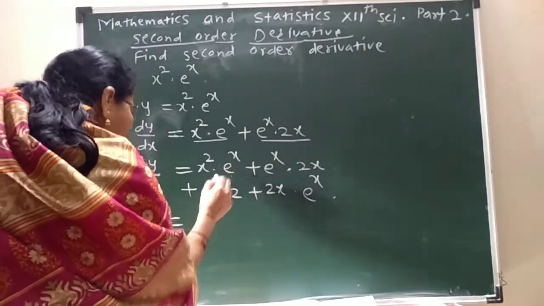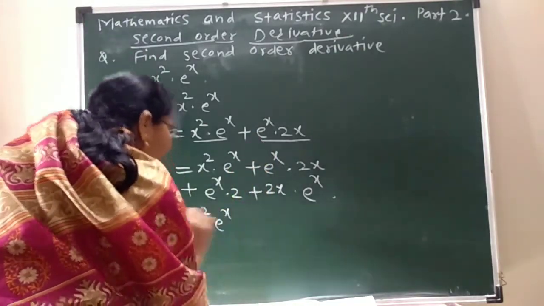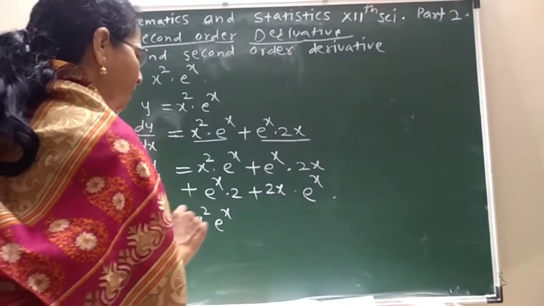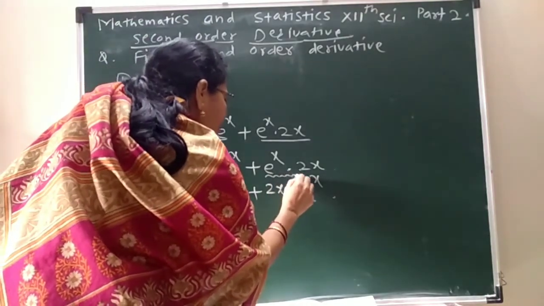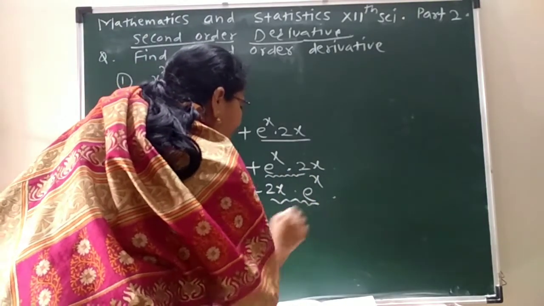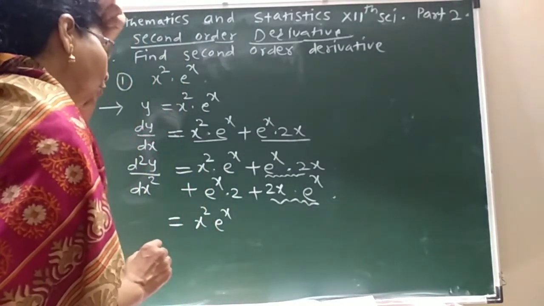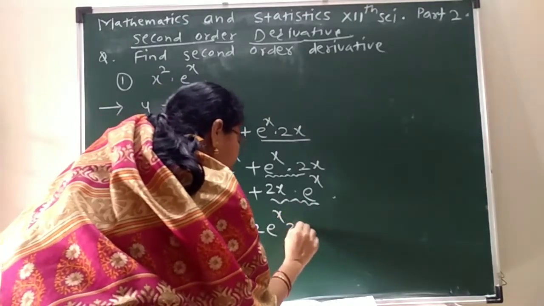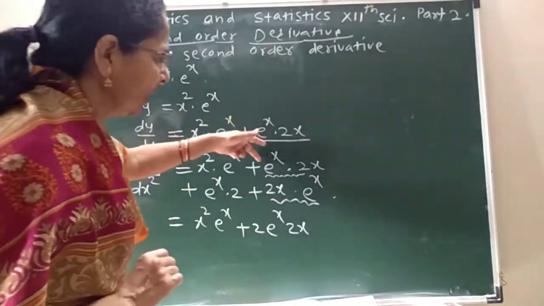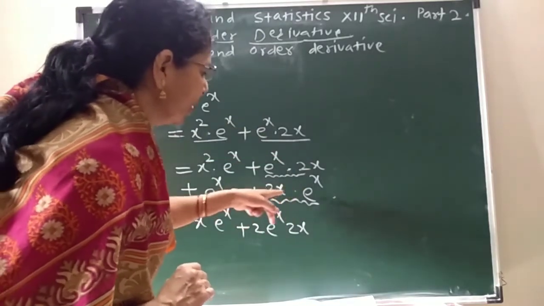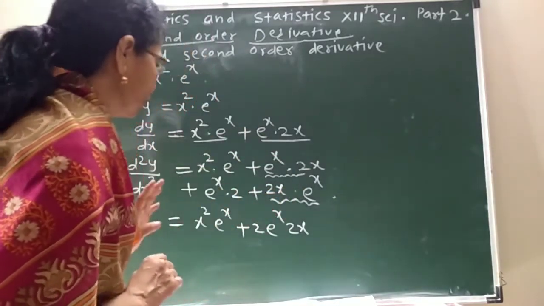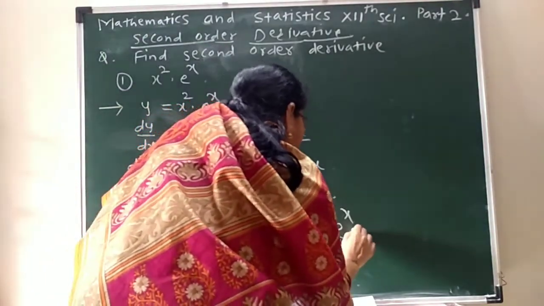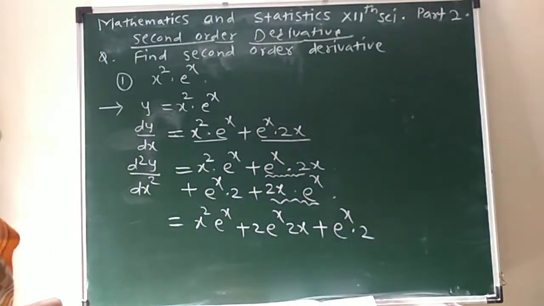See, first term x square e raised to x. Here e raised to x times 2x, e raised to x times 2x, that means 2 times e raised to x times 2x, and here is e raised to x into 2. And this is the answer.